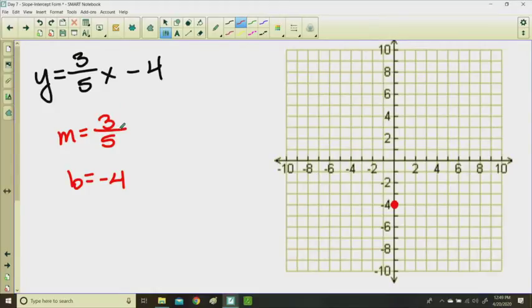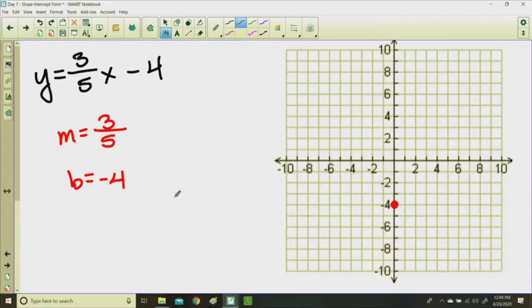3/5 is our slope. How do I use that? So I know that this point is going to be on our line. I just don't know what the line is. The line has to go through here. Now what is this? It's our slope, and it tells you the direction that you're going to go.